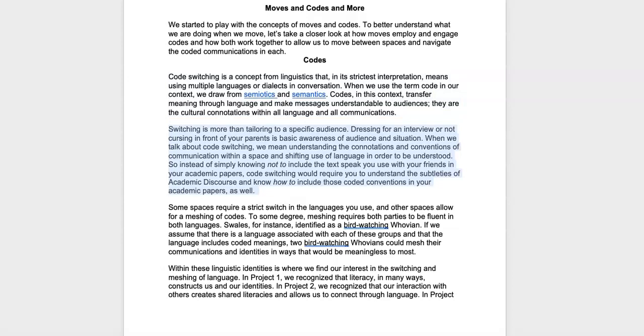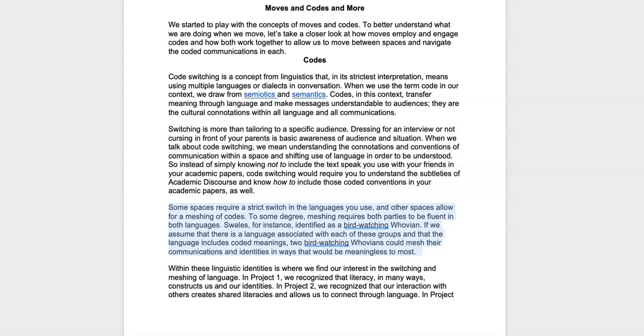Switching is more than tailoring to a specific audience. Dressing for an interview or not cursing in front of your parents is basic awareness of audience and situation. When we talk about code switching, we mean understanding the connotations and conventions of communication within a space and shifting use of language in order to be understood. So instead of simply knowing not to include the text speak you use with your friends in your academic papers, code switching would require you to understand the subtleties of academic discourse and know how to include those coded conventions in your academic papers as well.